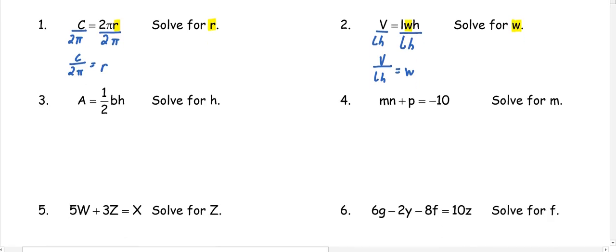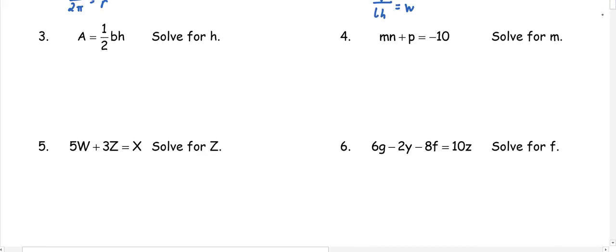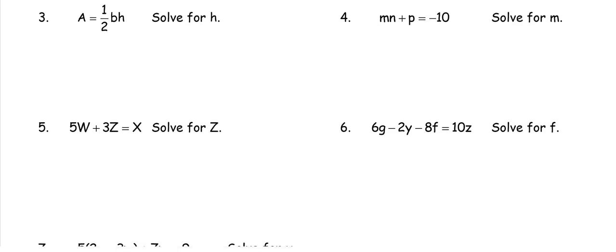Number 3 gets a little bit tricky with the fraction involved. So A equals 1/2 base times height, and we want to solve for h. So first thing we want to do is divide anything that we need to get rid of that's a letter and not a fraction. So we need to divide by b on both sides. So A over b equals 1/2 of h.